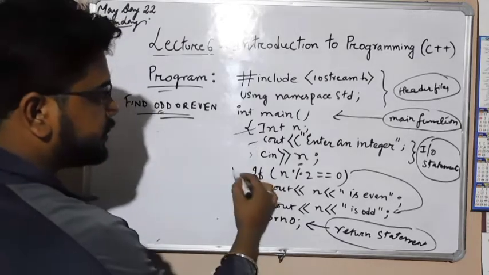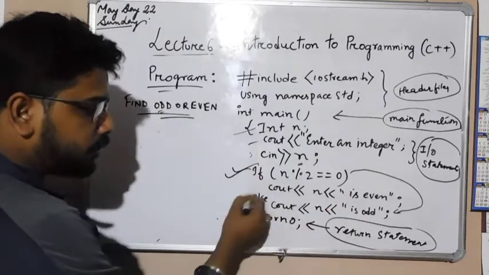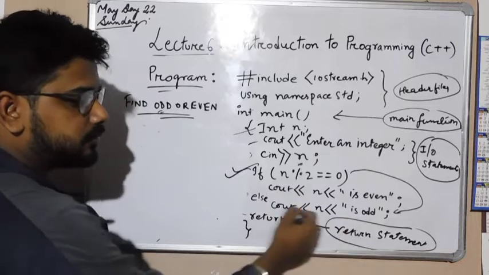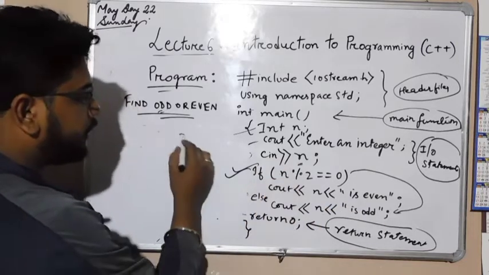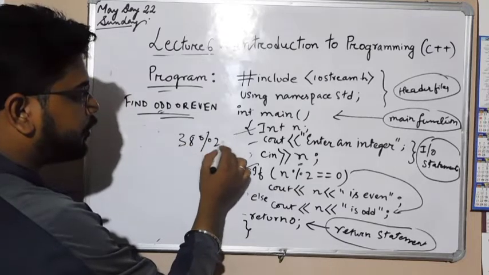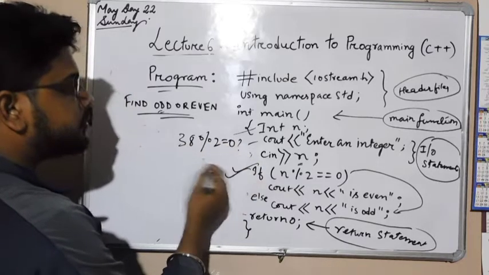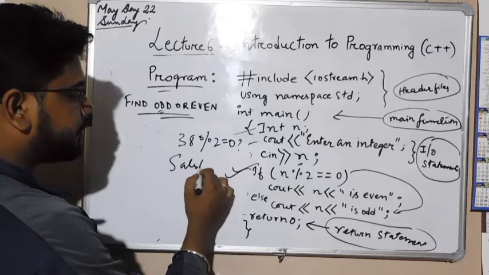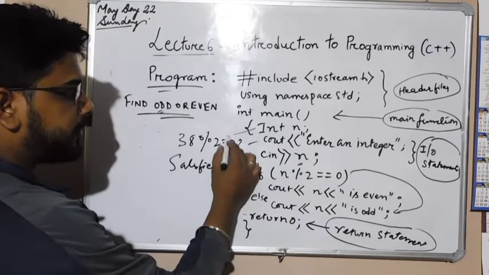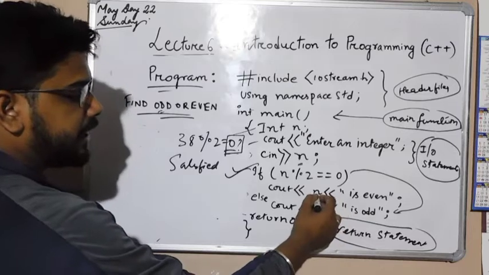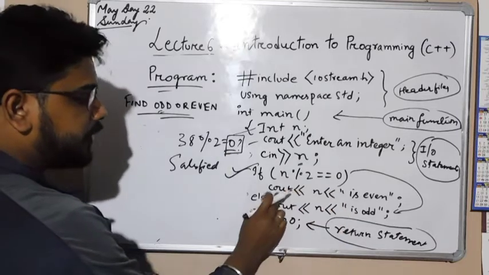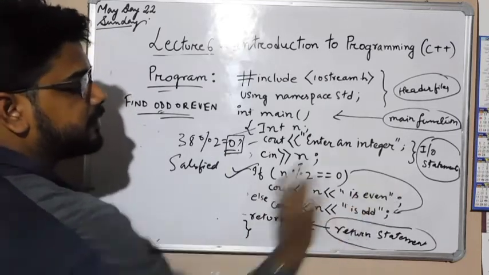That means the if condition is satisfied, so there is no need of going to the else part. It will check whether 38 mod 2 equal to 0 or not. This time the condition is satisfied, definitely the remainder is 0. So it will display n, whose value is 38. It will display "38 is even".